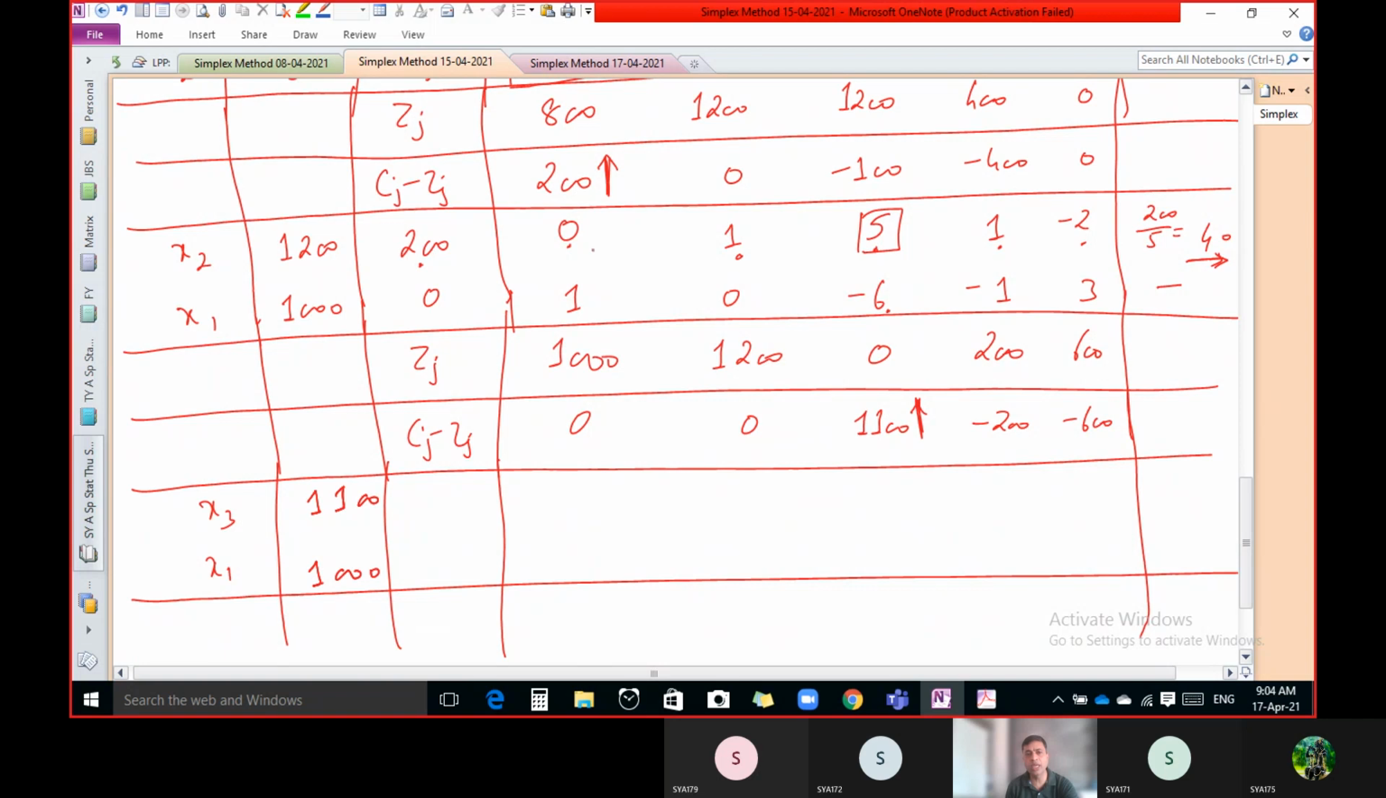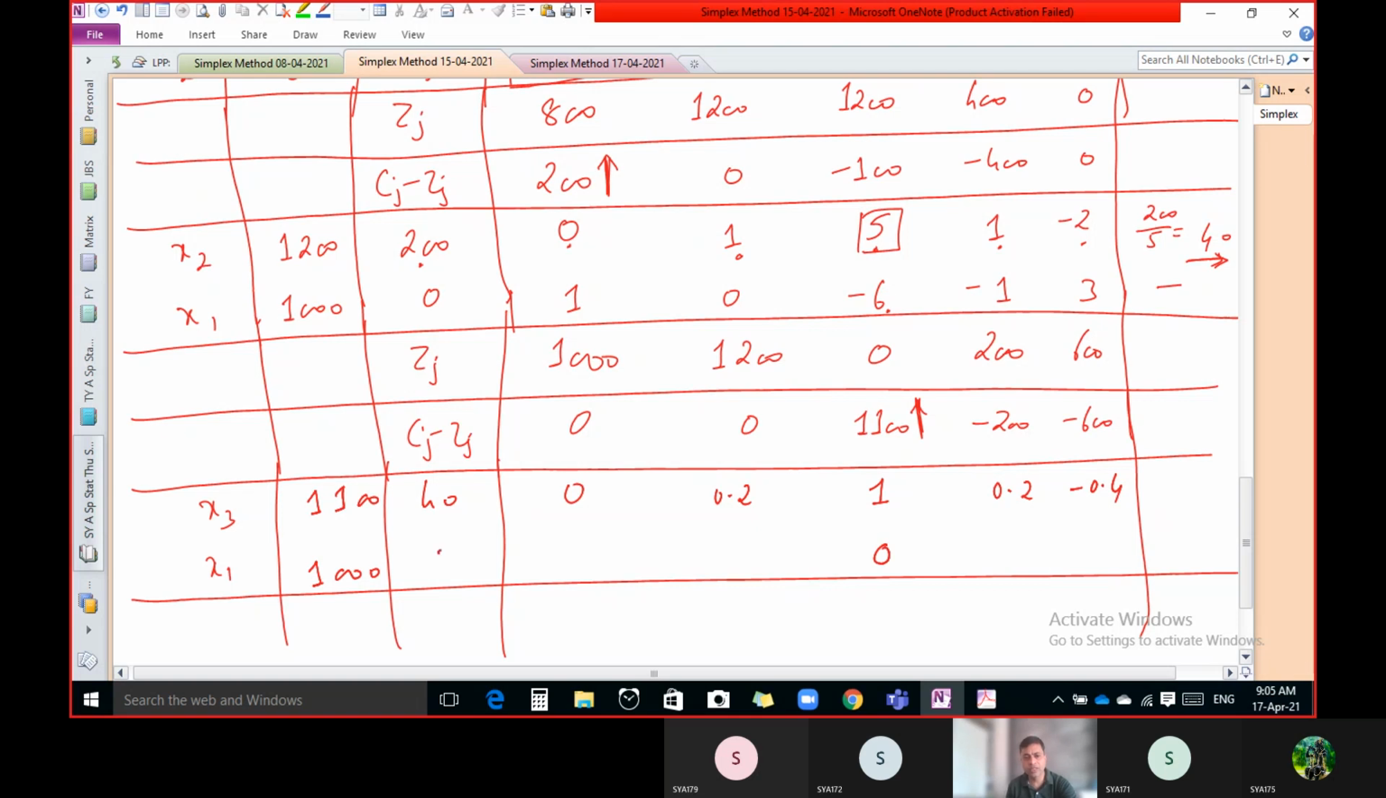Now we have to divide all the elements of the key row by the key element. The key element is 5. So 200 divided by 5, we get 40. 0 divided by 5, we get 0. 1 divided by 5, we get 0.2. 5 divided by 5, we get 1. 1 divided by 5, we get 0.2. And 2 divided by 5, we get 0.4, but the minus sign is there. And in the remaining place of the key column, we write 0.